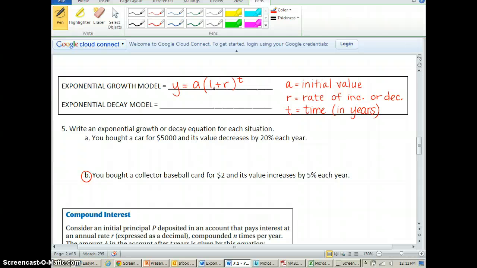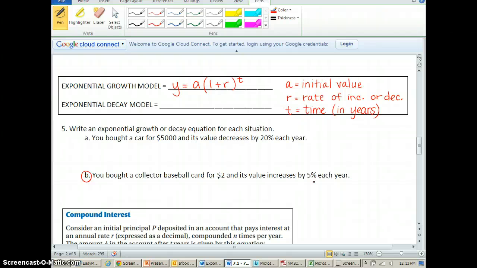And so the reason that we have that 1 plus is this is the 100% that you're keeping no matter what. This is the rate of increase. So really each year, if it's increasing by 5%, I get to keep 105% of my value.